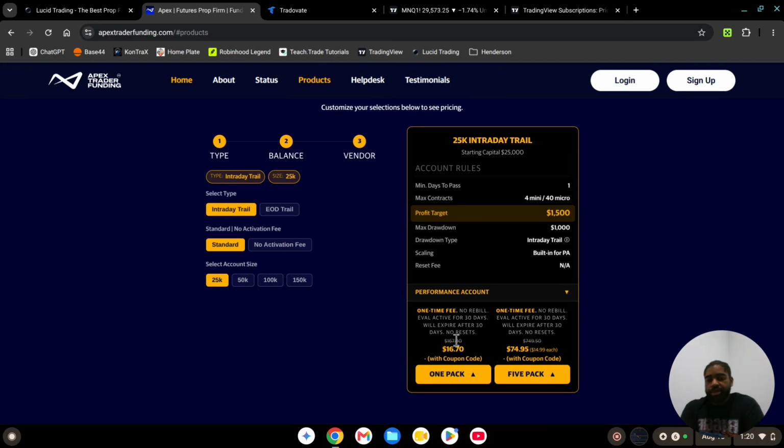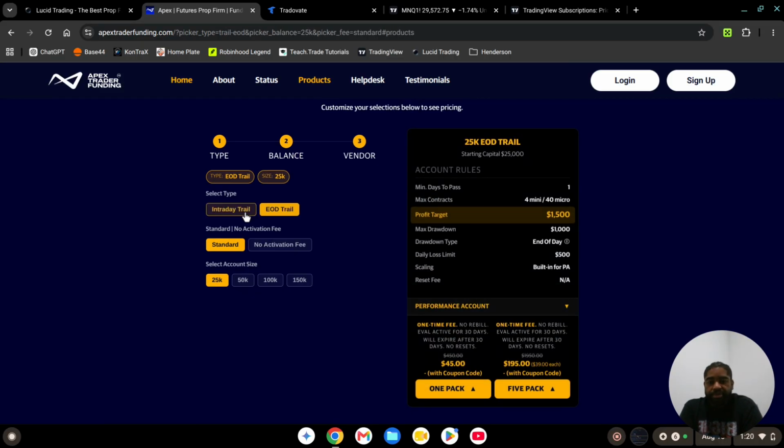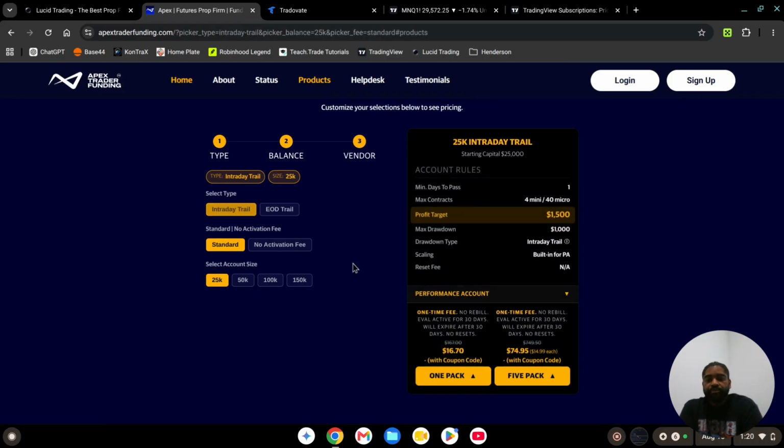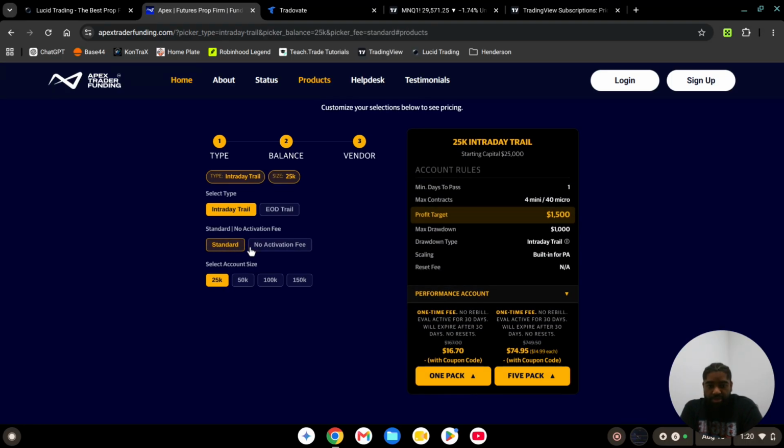But they are a little bit different. So in their particular plans, once again, they have intraday or end of day. Notice the difference in the prices. You can, of course, choose no activation fee or activation fee. Notice the difference in the prices once again. You have the same options, 25,000, 50,000, 100, so on and so forth.